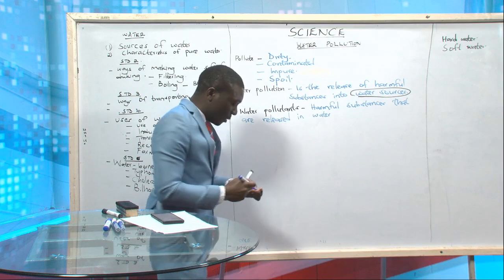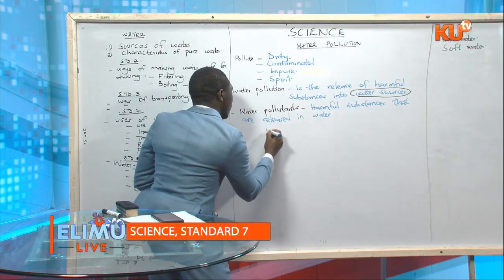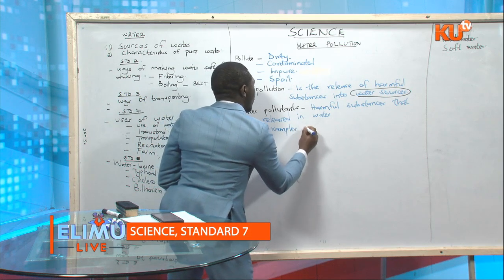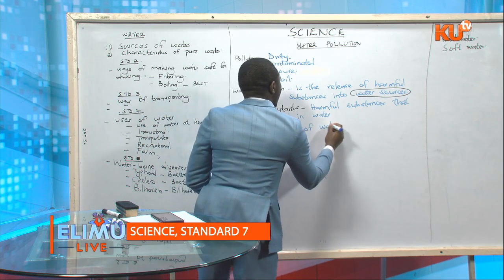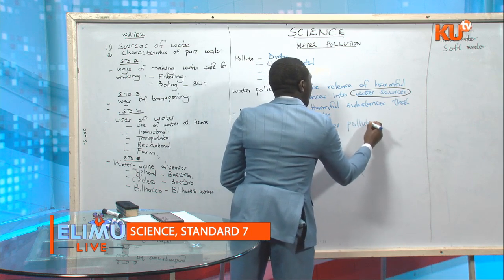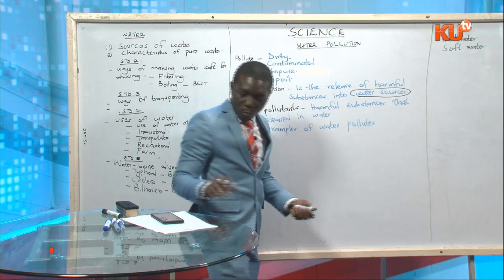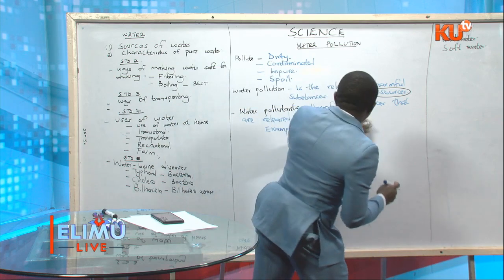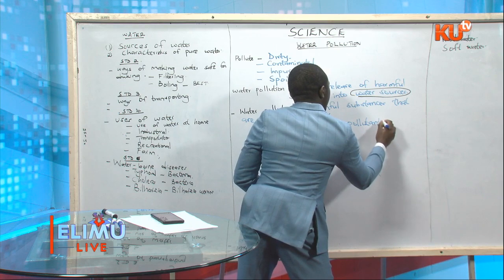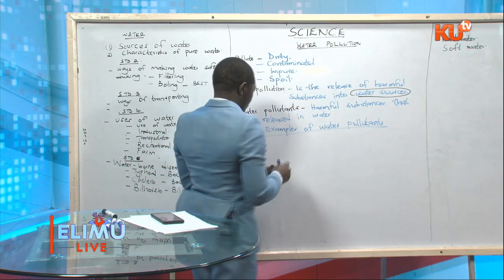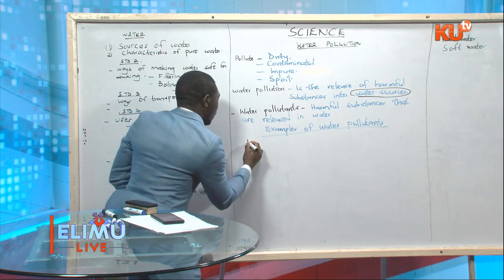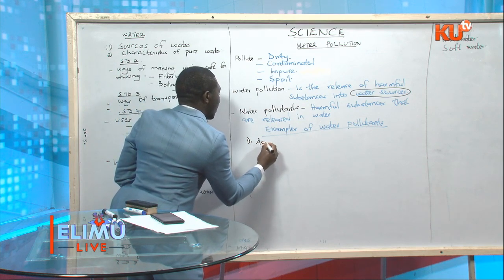Some examples of these water pollutants. I want to list them down. Examples of water pollutants. Which are these water pollutants? Things that pollute water. Water pollutants, let me write them. The first one of these water pollutants, we have got acid rain.